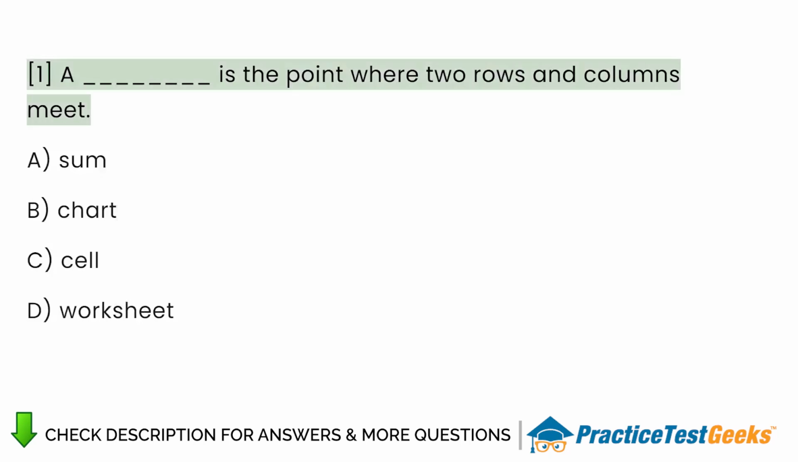A is the point where two rows and columns meet. A. Sum. B. Chart. C. Cell. D. Worksheet.